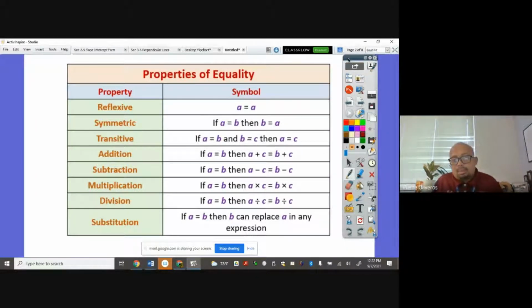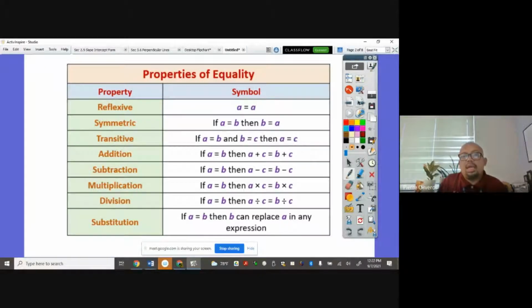There's a reflexive property wherein the symbol is A equals A. Symmetric means if A equals B, then B equals A. Transitive property is A equals B, then B equals C, then A equals C. Addition property, if A equals B, then you add C to both sides of the equation. Or subtraction property of equality, when you subtract C on both sides of the equation. Or multiplication, when you multiply C to both sides of the equation if A equals B. Same thing with division. And substitution, if A equals B, then B can be replaced in A in any expression.